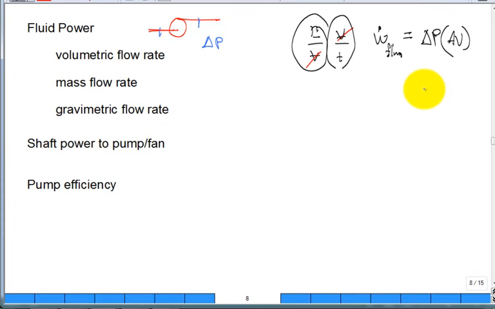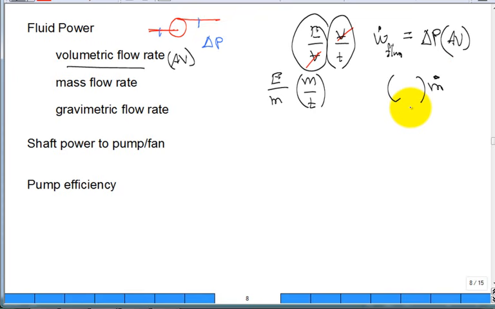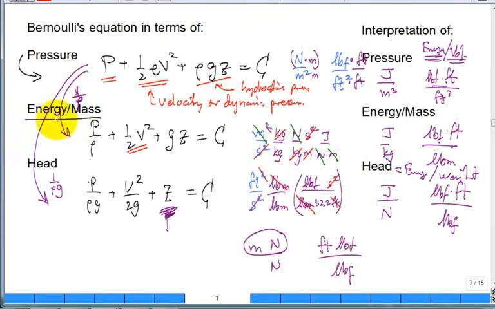What about if I wanted to calculate the fluid power, not in terms of the volumetric flow rate, AV, but in terms of the mass flow rate? Well, there's a couple ways to do it. Think about this. Energy per unit mass times the mass per unit time. Well, this one's easy. The mass per unit time is the mass flow rate. What do I multiply it by? It's that change in the energy per unit mass of my flowing fluid. Go back to this one right here. This was my energy per unit mass for my flowing fluid.